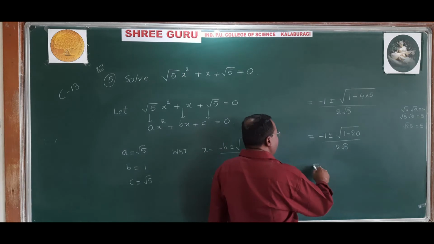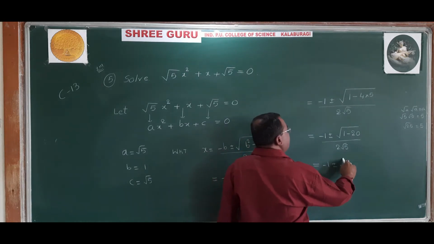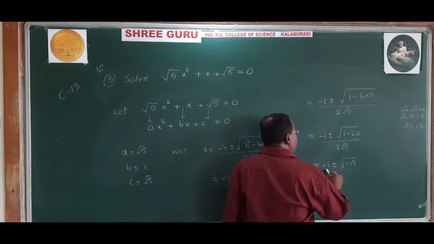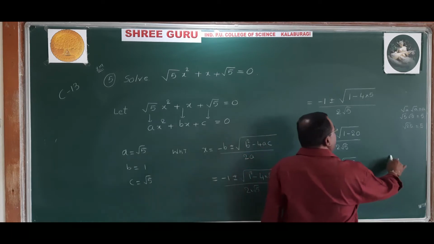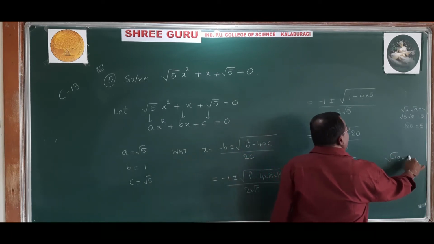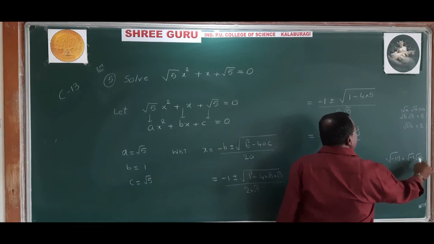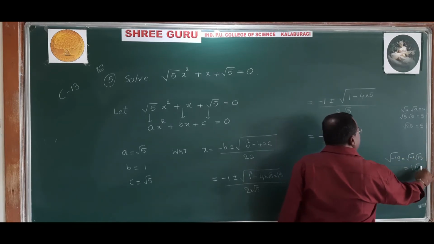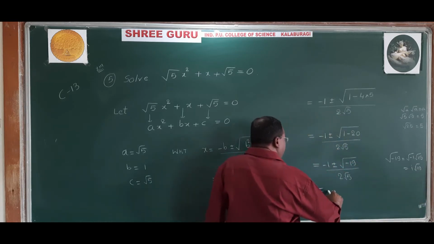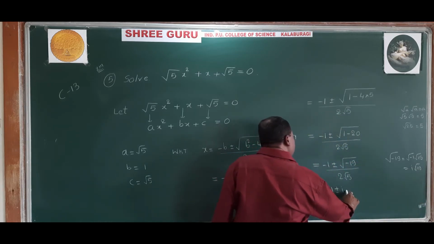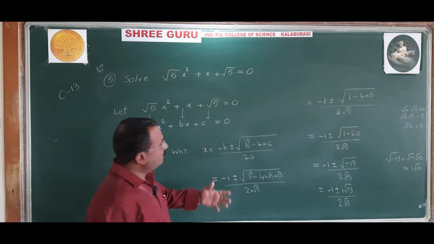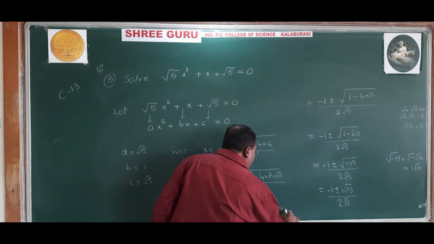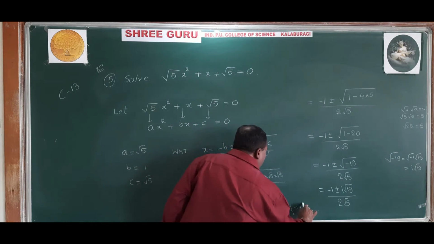Next, it is equal to minus 1 plus or minus root of minus 19 divided by 2 root 5. Root of minus 19 can be written as root of minus 1 times root of 19. Root of minus 1 is imaginary i. This can be written as minus 1 plus or minus i times root 19 divided by 2 root 5. Therefore, two values: x is equal to, one is positive, one is negative.